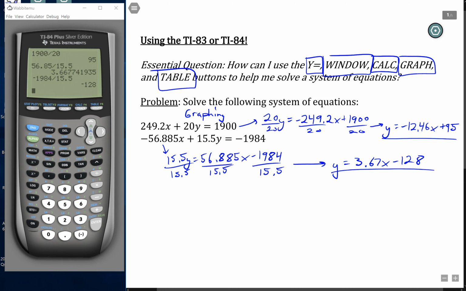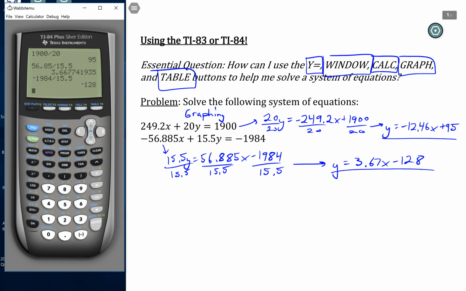Let's go ahead and put these both into our y equals menu, and we can graph multiple lines at once. So first one, negative 12.46 plus 95. If you hit enter, notice that this little equal sign is highlighted, which means the graphing calculator will be graphing that. I forgot the x, so that's not a good idea. Let's use insert. I'll put the x there. Just so you know, your x key is this one right next to the second. Okay, so the x is in. Next, 3.67x minus 128. Okay, great.